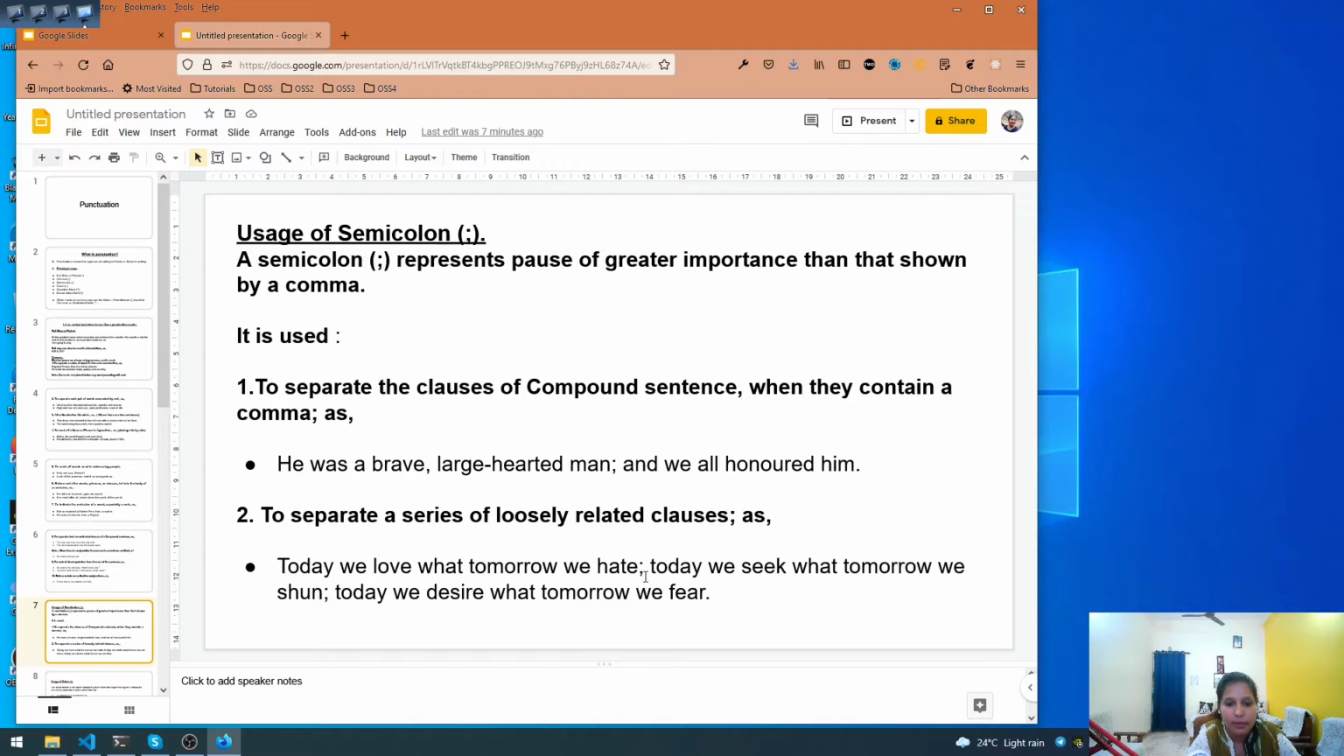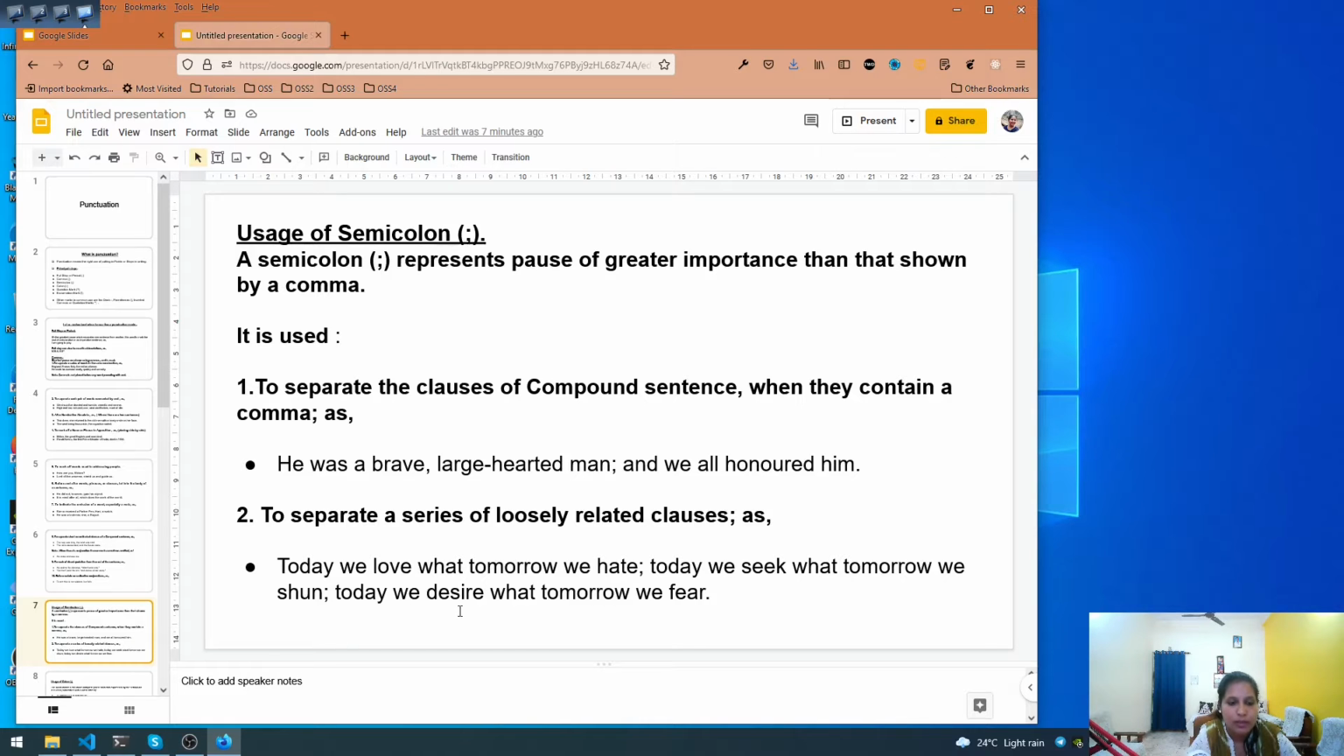Say for example, without semicolon, if I am reading this: today we love what tomorrow we hate, today we seek what tomorrow we shun, today we desire what tomorrow we fear. Are you able to understand it? No, because after each clause we need to put a semicolon so that people understand, yes, this is the end of a clause, and it has a meaning in it. It is conveying a meaning to us.